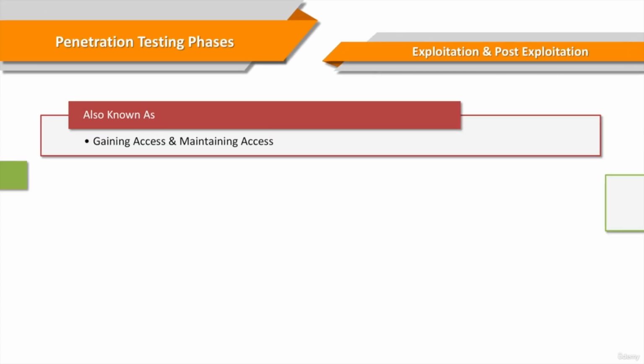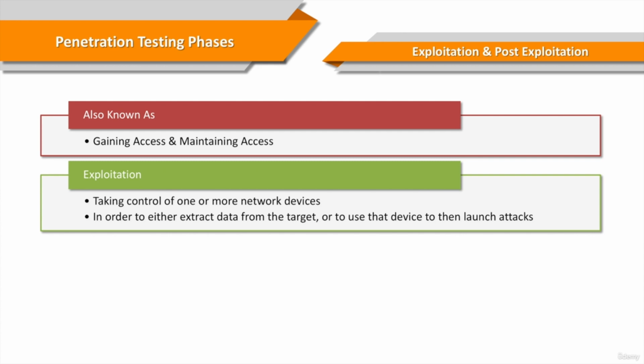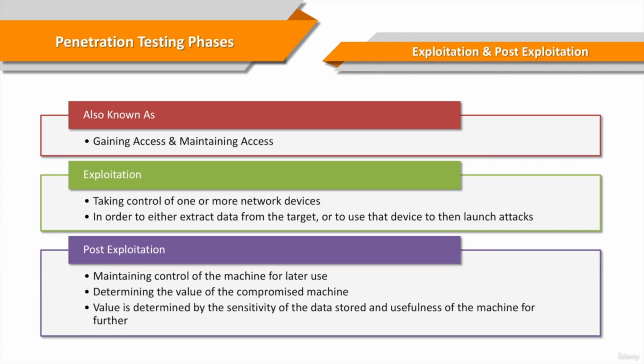Exploitation. That's the phase that requires taking control of one or more network devices in order to either extract data from the target or to use that device to then launch attacks on other targets. The purpose of the post-exploitation phase is to determine the value of the machine compromised and to maintain control of the machine for later use. The value of the machine is determined by the sensitivity of the data stored on it and the machine's usefulness in further compromising the network.